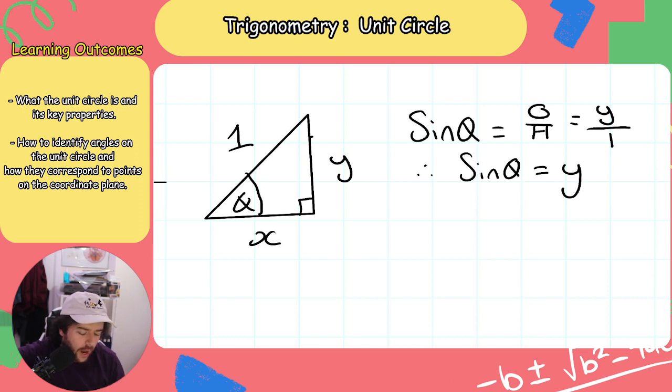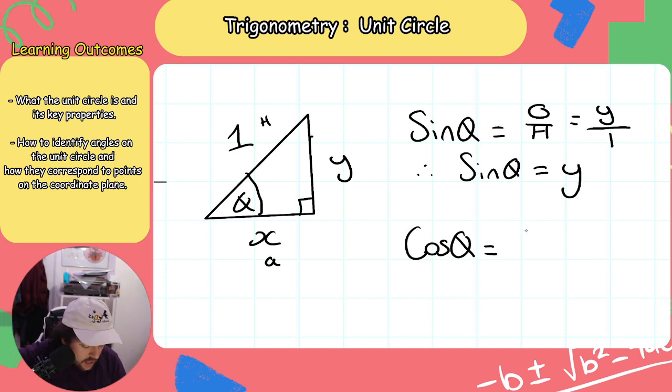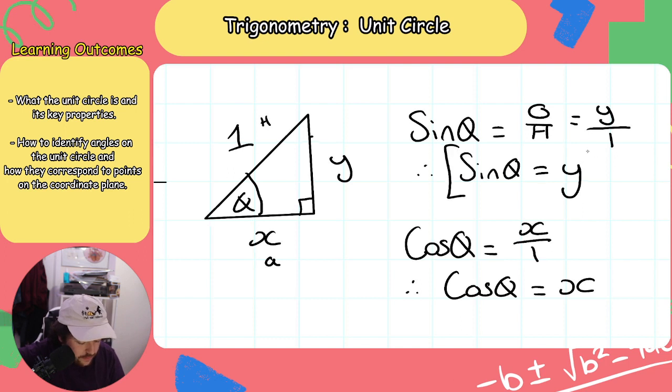Right, let's try another one. Cos theta. Well, on this triangle, this is my adjacent. This is my hypotenuse. So my cos theta is going to be x over 1. And again, anything divided by 1 is itself. So cos theta is going to be equal to x.